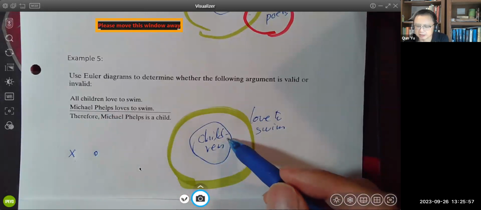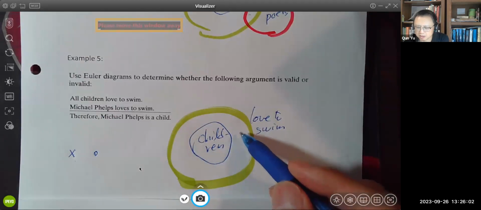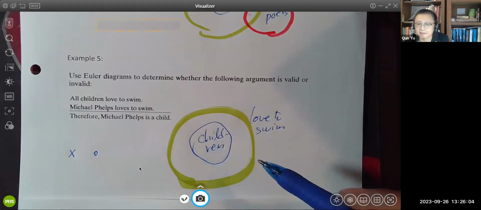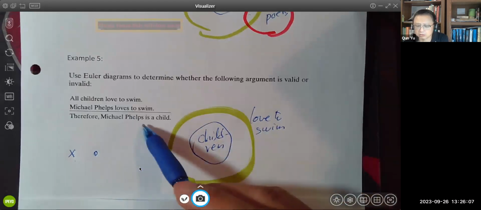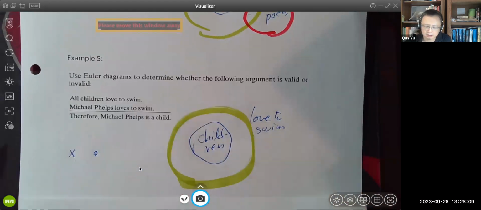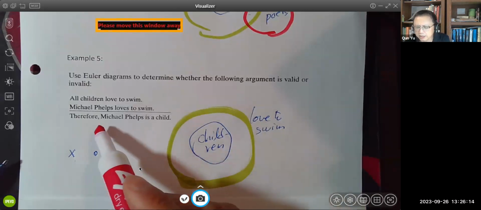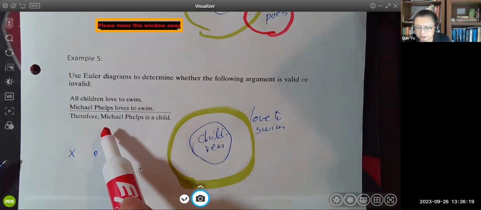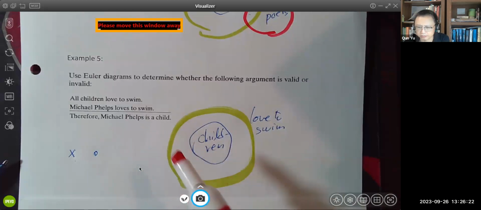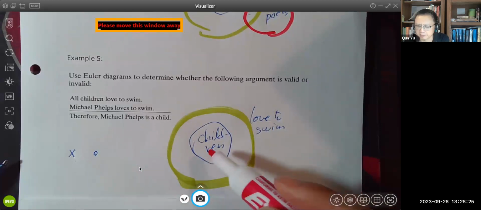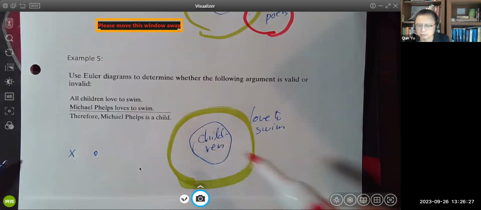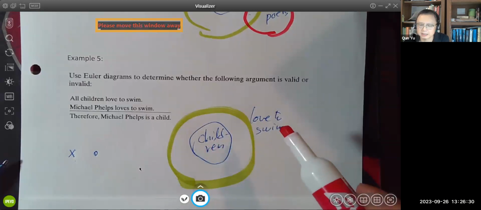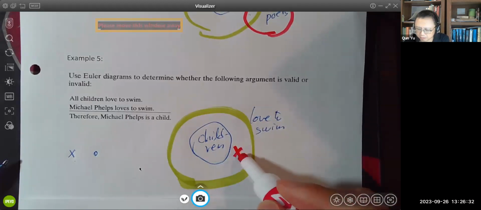But we have another circle inside the green one. Where I put Michael Phelps will make a difference depending on what the conclusion is, because we create different scenarios. Since we have different scenarios, I want to look at the conclusion first. Michael Phelps is a child. That means their conclusion is that Michael Phelps is inside the blue circle. Guess what? I need to go against that if possible. So I put this cross here.